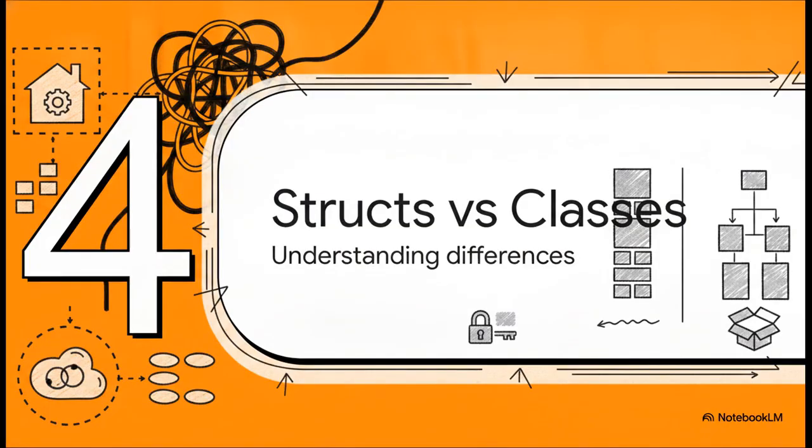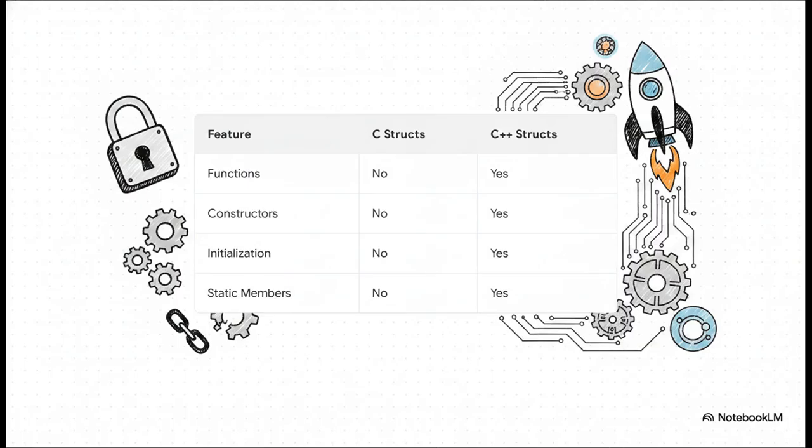Next up, Section 4, Structures versus C++ classes. Historically speaking, back in the older C programming language, structures were very basic. They were pretty much limited to just holding different types of data together. You couldn't put functions inside them, but C++ gave structures a massive upgrade. Modern C++ structures can include member functions, constructors, direct initialization, and even static members. Honestly, they operate almost identically to classes today.